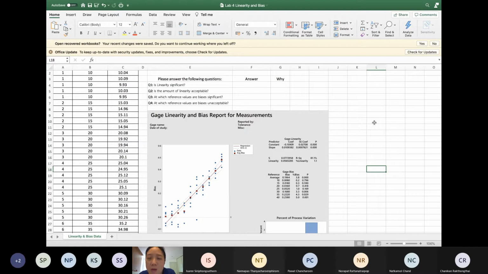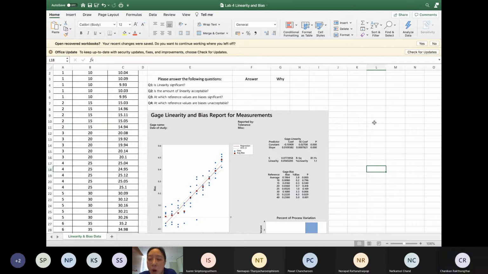So how do you link these two numbers? The p-value is less than 0.05, which is the alpha number. Oh, okay, right. Yeah, very good. And then your conclusion is? My conclusion is that we can accept the linearity. Yes, you can say that the linearity relationship between bias and reference value is significant. That's good.